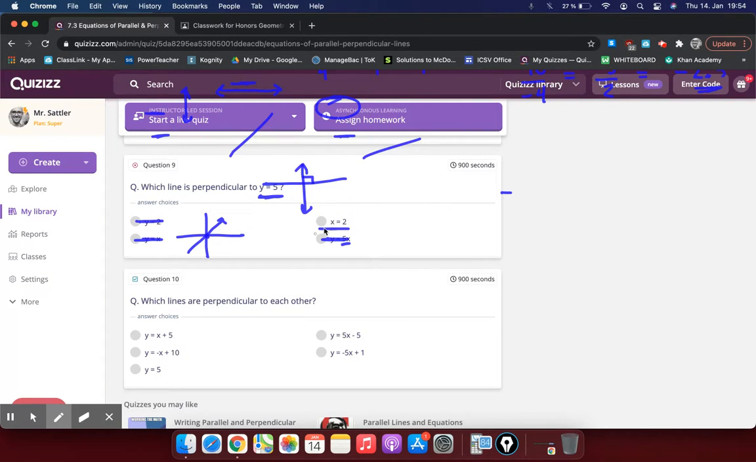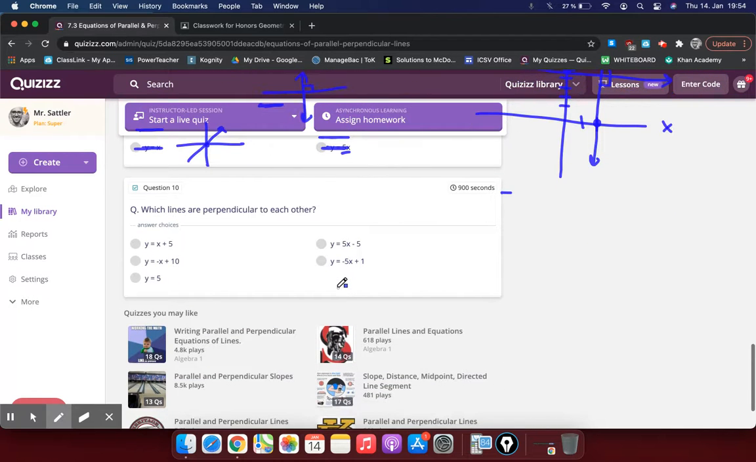So x equals 2 is going to be perpendicular. We could draw a little coordinate plane here. X equals 2 is just going to be a vertical line that goes through 2 on the x-axis. Y equals 5 is going to go through 5 on the y-axis. So of course those are going to be crossing at right angles.